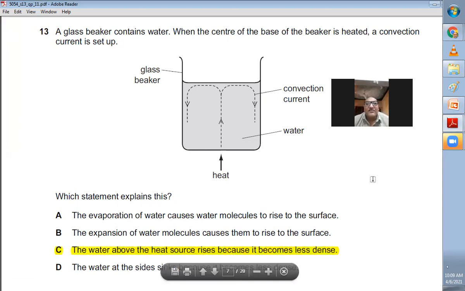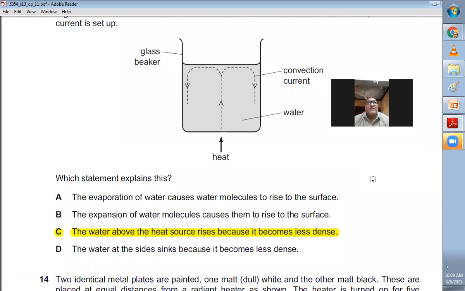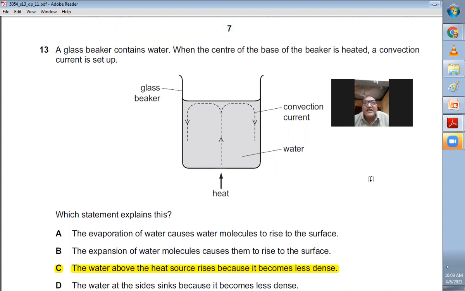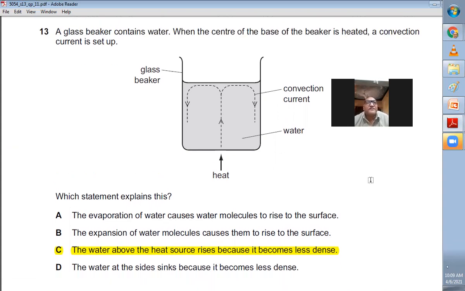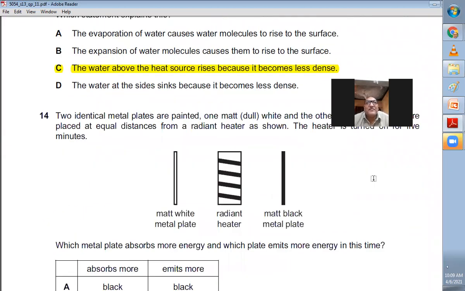And the last one is, the water at the sides sinks because it becomes less dense. That's wrong. So I think D is the best option, sir. Sorry, I said D. Actually, it's C. C is the right option for question number 13.